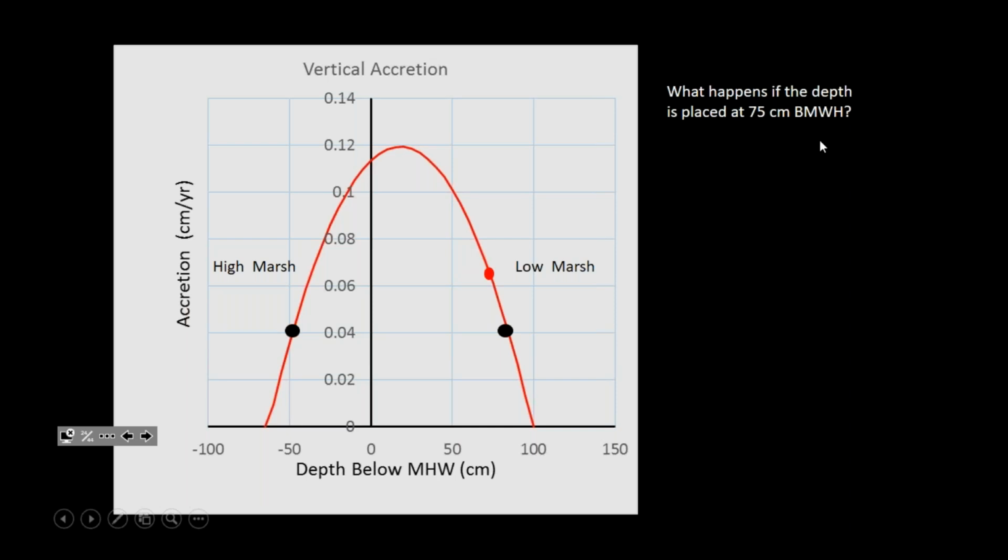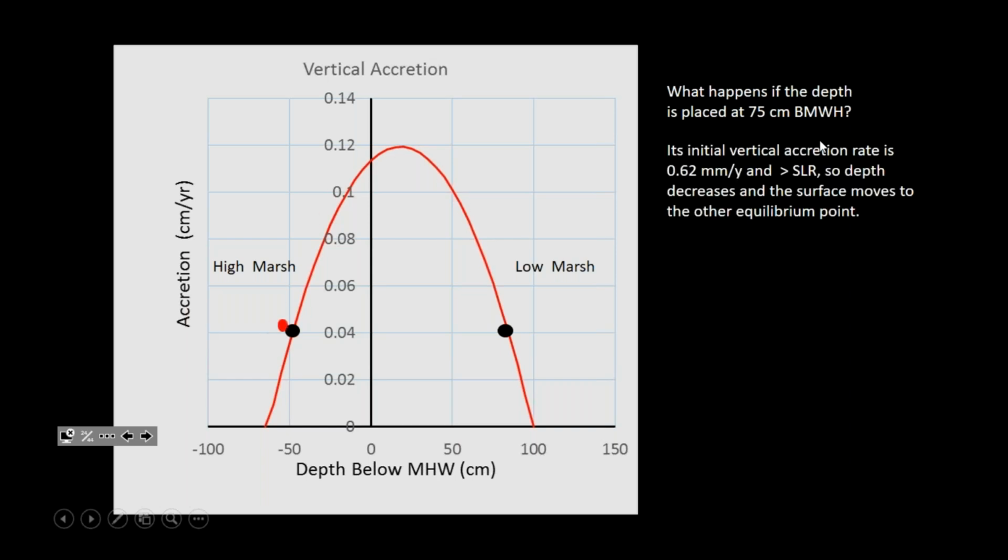Now, because of an anomaly in sea level or mean high water or something, suppose the depth is pushed from this point to this point. What happens? Well, now the accretion rate is greater than the rate of sea level rise. So what does that do? That decreases the depth. So this point migrates in that direction, and it ends up there. It's trapped there. So that's a stable equilibrium point. It's also a strange attractor.